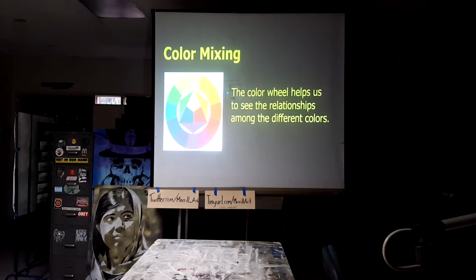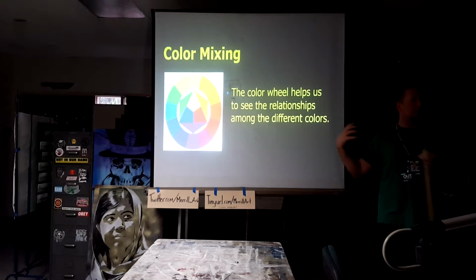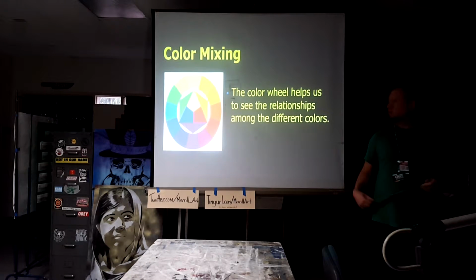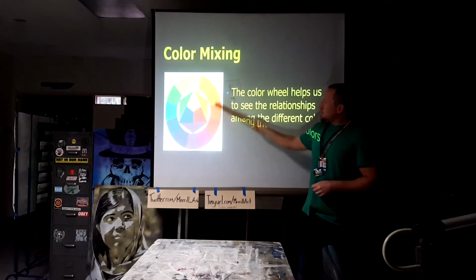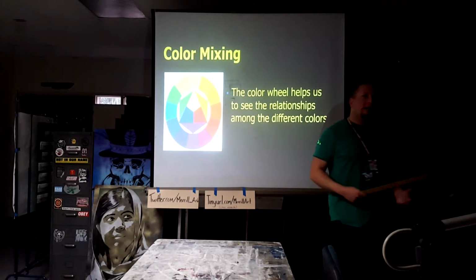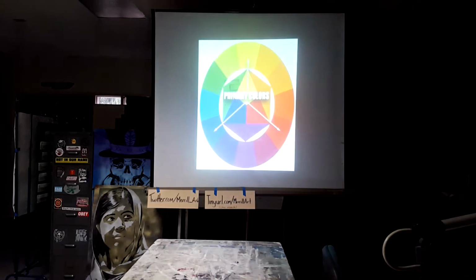So now we're gonna get into the really fun stuff, and this is color mixing. This is where you start to understand the relationships between the different colors, all right? And you're gonna be seeing this a lot, all right? This outside ring right here, this is what is known as the color wheel, okay? And the color wheel shows us the relationships between the colors. So I'm gonna give you some terms here that'll help you to understand it.